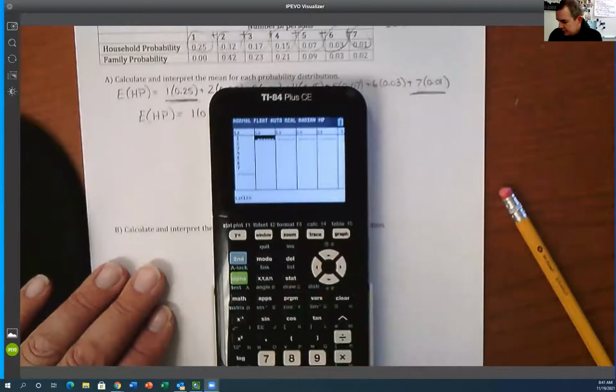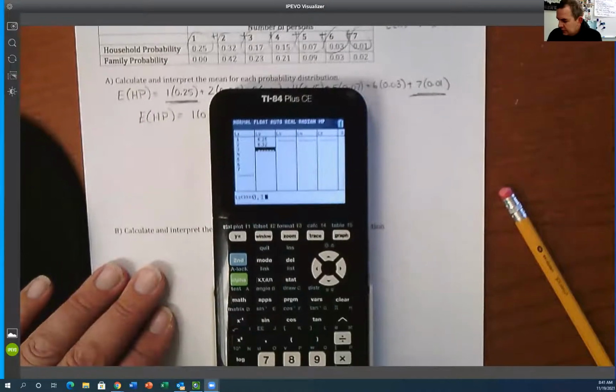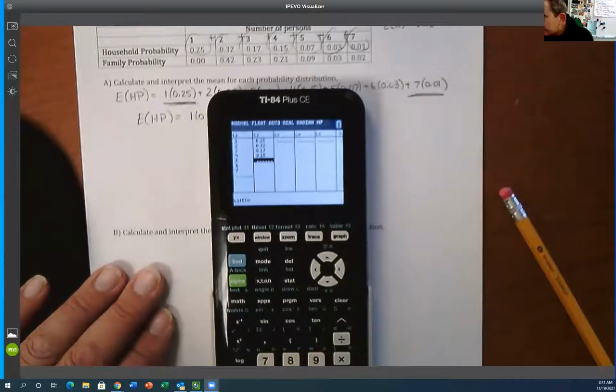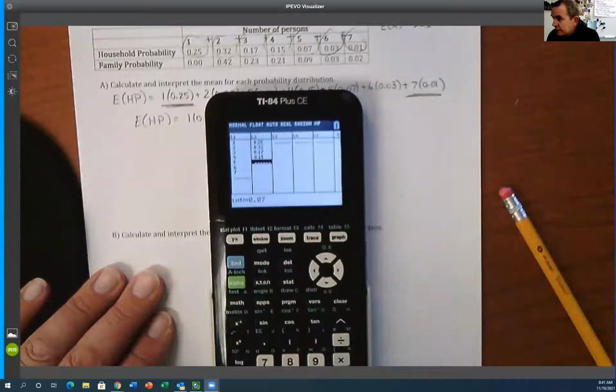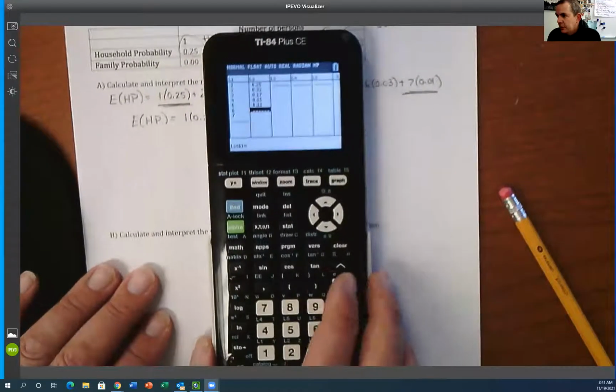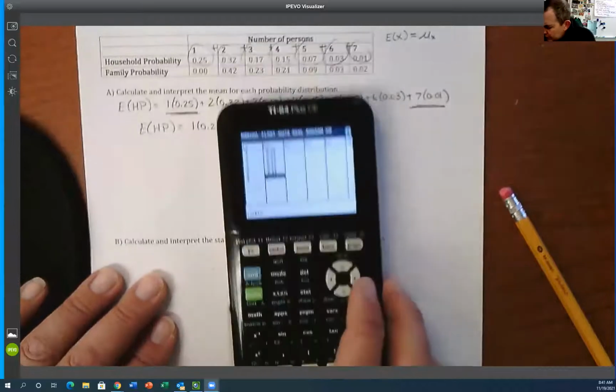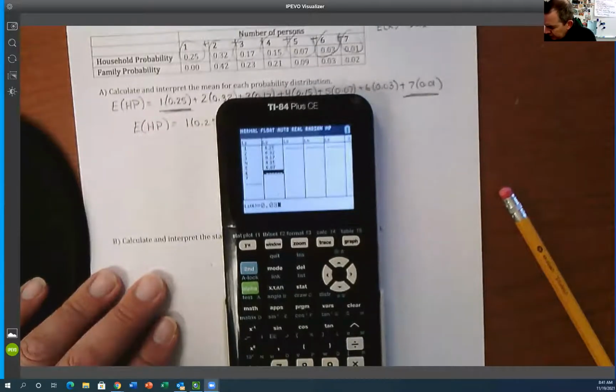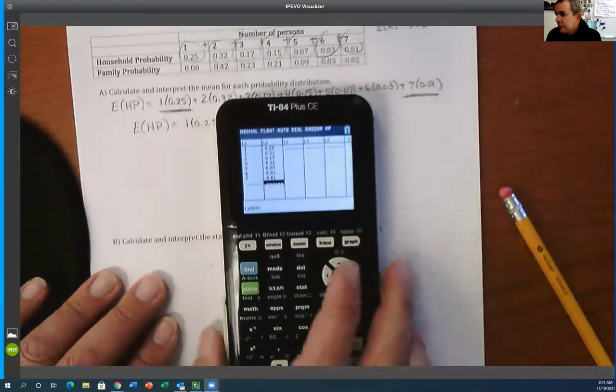So that would be 0.25, 0.32, 0.17, 0.15, 0.07, 0.03, 0.01. Okay. Now, I want to zoom in a little bit so you can see what I'm going to do next. Something went off there, so let me see what I missed. So 0.15, this was 0.07, enter. Okay, I'm going to zoom in so we can take a look at this a little bit closer.